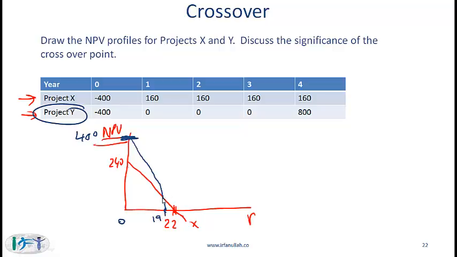Now, this point where the two NPV profiles cross is called the crossover point. The significance of the crossover point is that at the crossover point, the NPV of both projects is the same. So there is a particular rate which clearly is less than 19%, because 19% is the IRR for project Y, and you can see that the crossover is to the left of that point. So at this point, the NPV of both projects is the same.